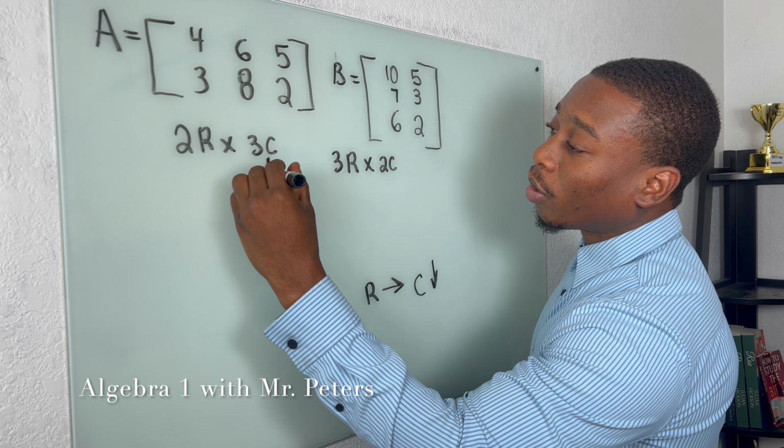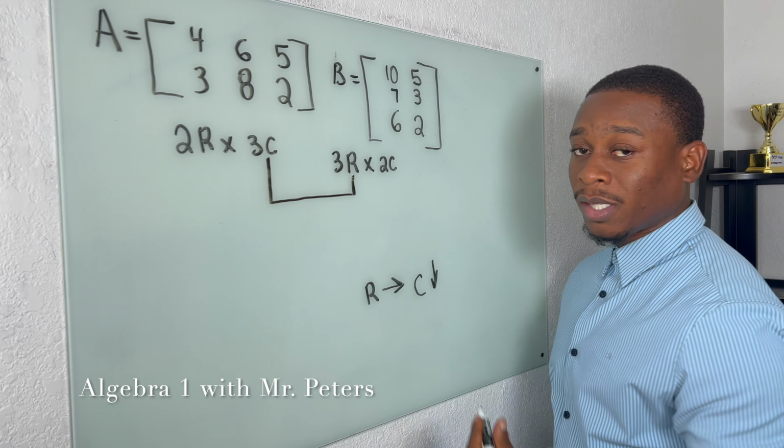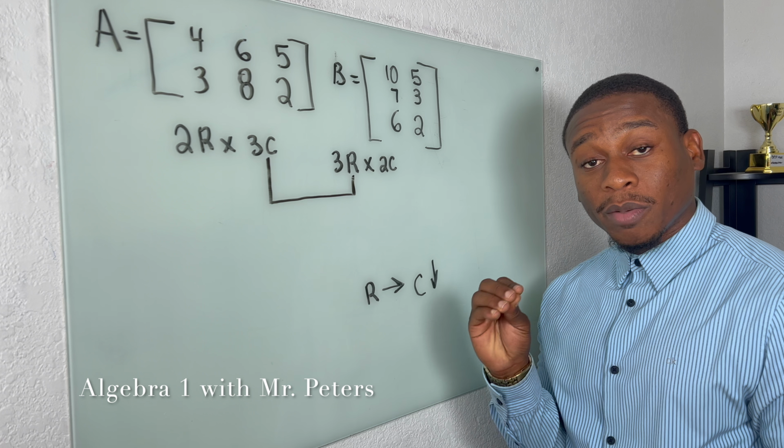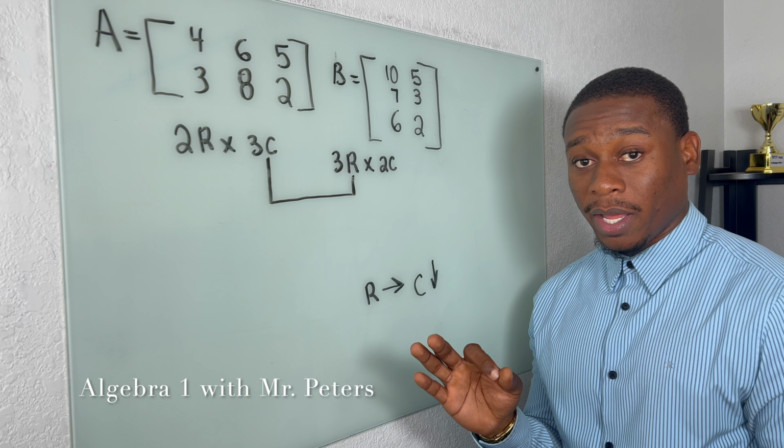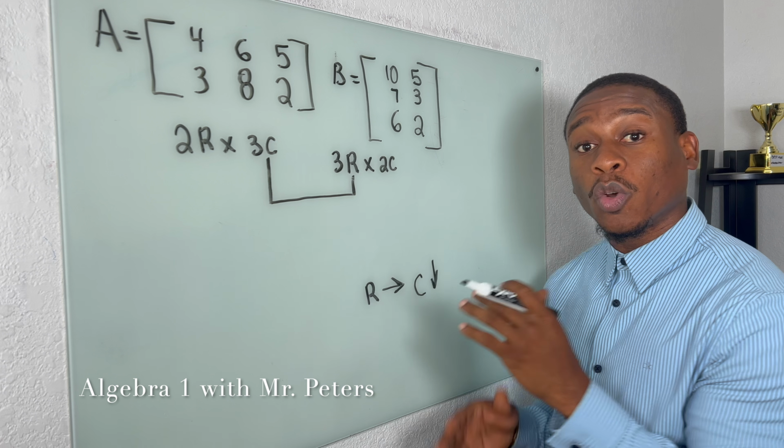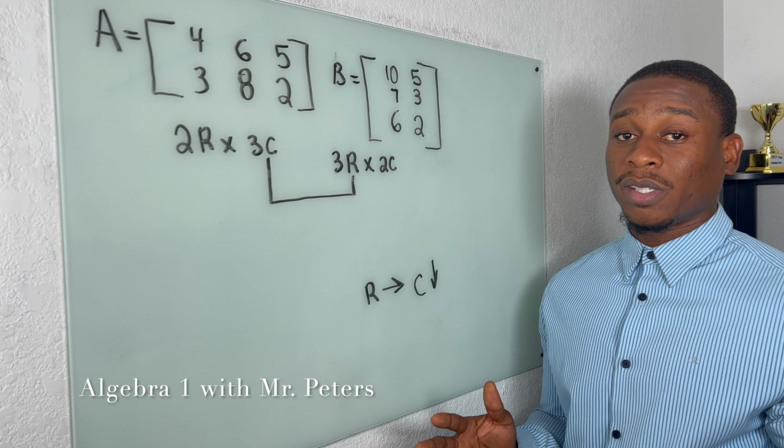So we need to know that the columns in the first matrix and the rows in the second one have to be the same for us to multiply. And in this case, they're the same, so we can multiply these two matrices.